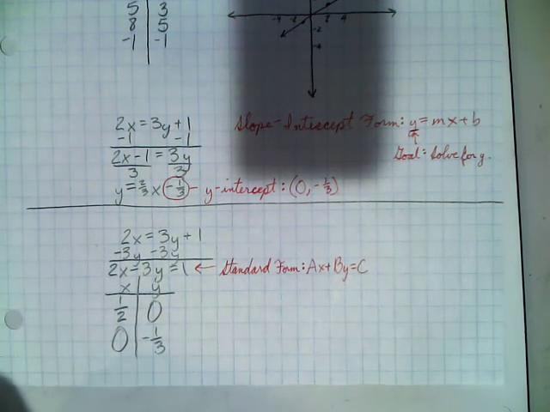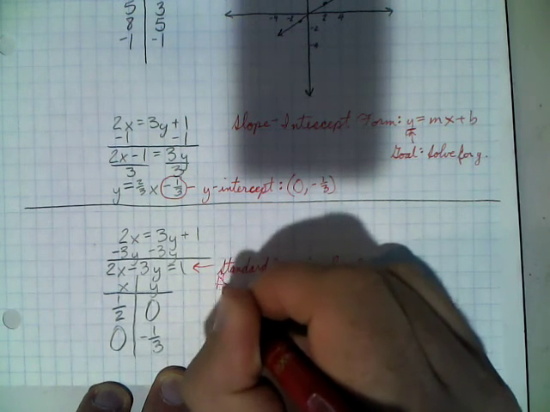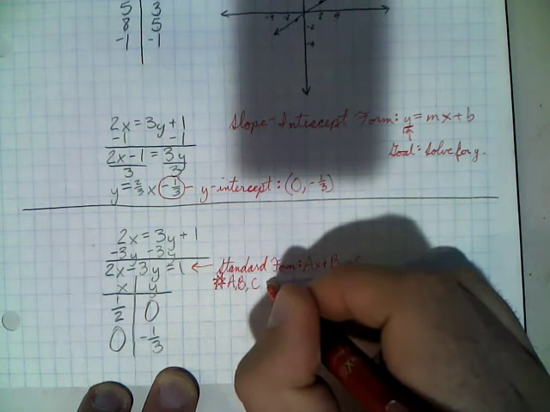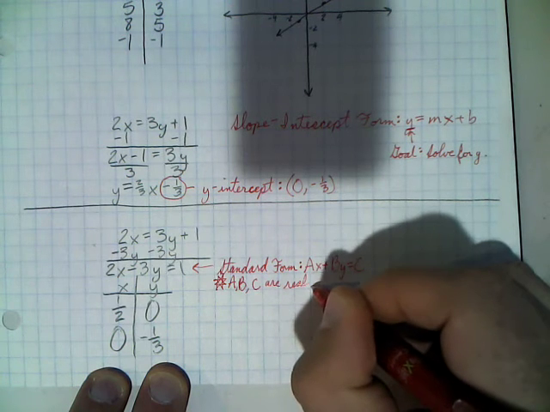Now, quick note about standard form. In order for this to be true standard form, A, B, and C have to be real numbers.